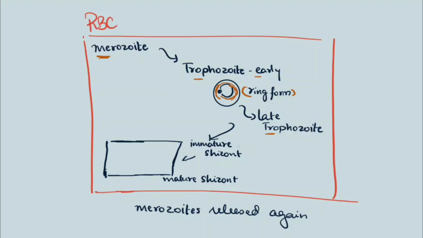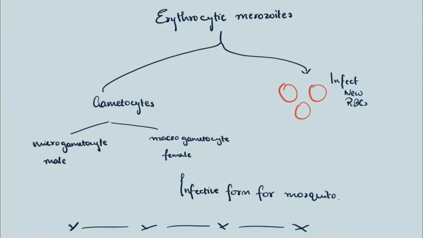And then your late trophozoite becomes your immature schizont, and then eventually your mature schizont. And as we read before, inside the schizont, you have merozoites. So the merozoites fill, and then rupture, and they are released again. Now, these merozoites are in the blood again. What do you think can happen? Exactly. In the blood, they infect new RBCs, and then they rupture again and then go infect another one.